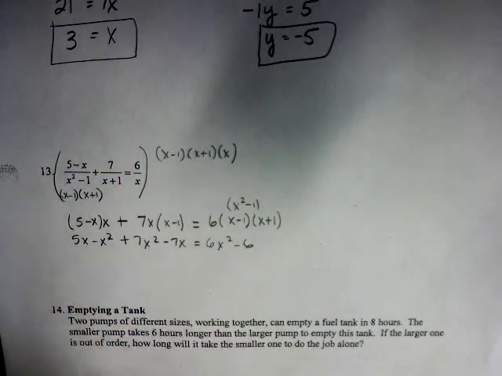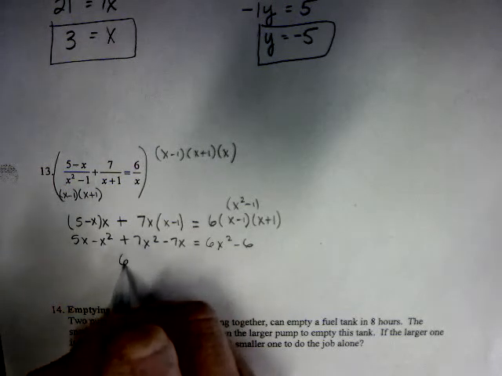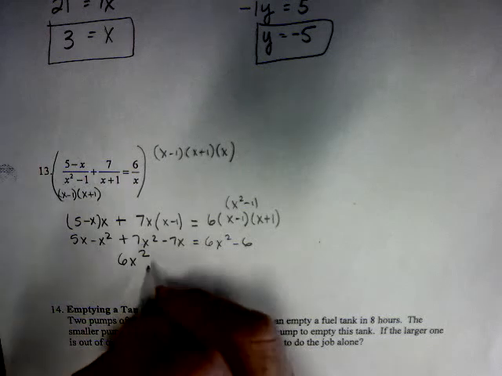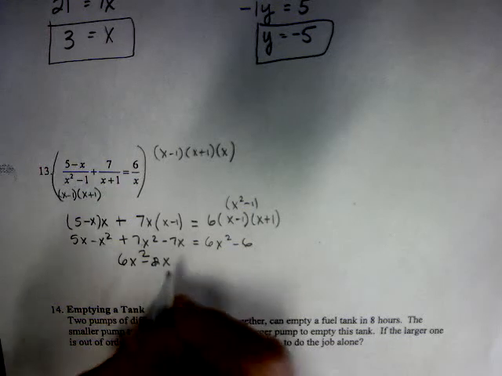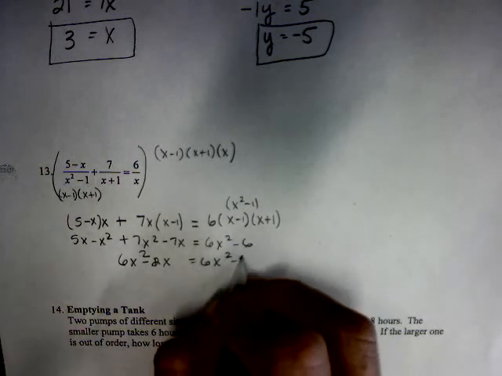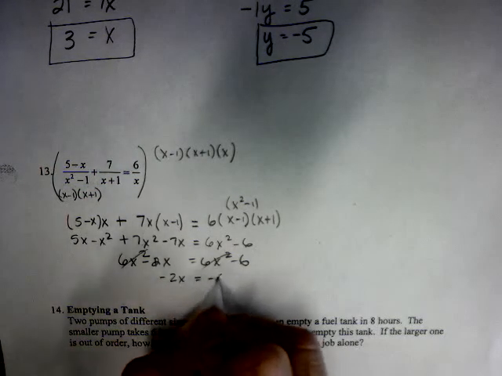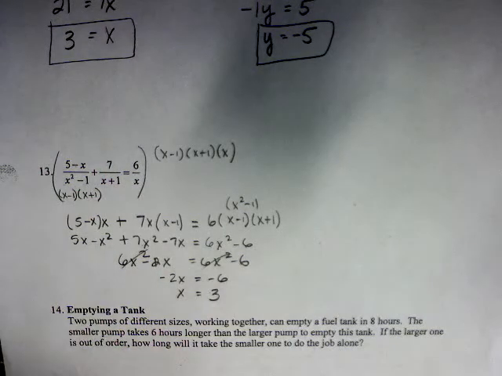Let's combine our like terms on the left side. Negative x squared and a 7x squared is 6x squared, and negative 7x and positive 5x is a negative 2x, and that's going to equal 6x squared minus 6. The 6x squareds are going to cancel, so we're left with negative 2x equals negative 6, so x is going to equal 3. Now we have to set the domain.